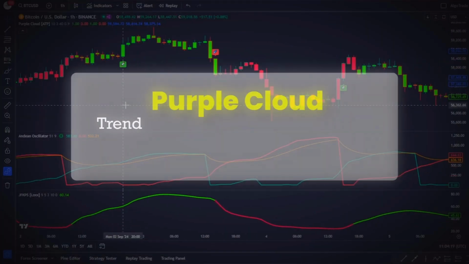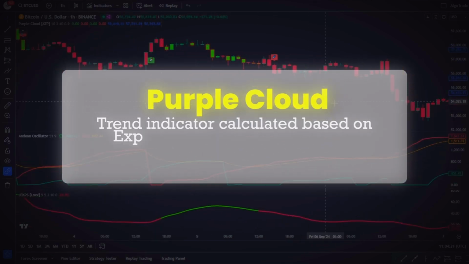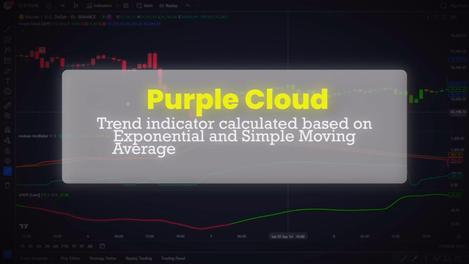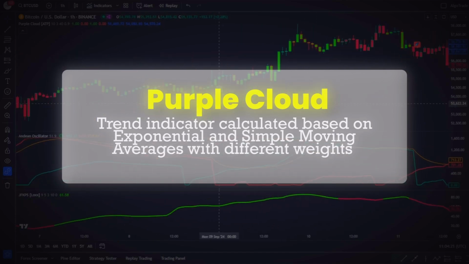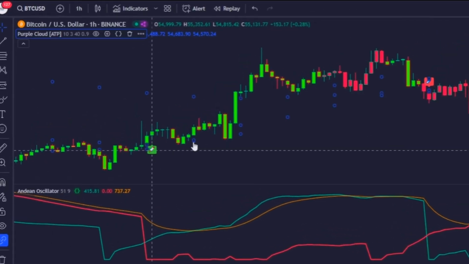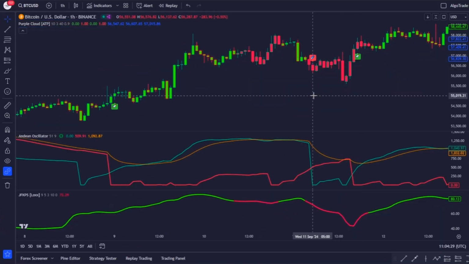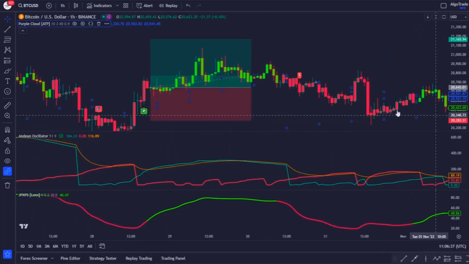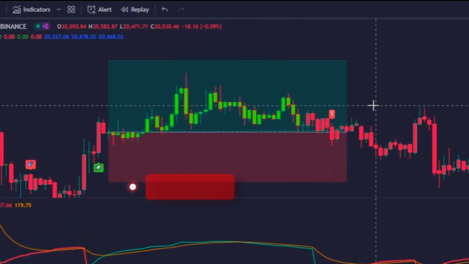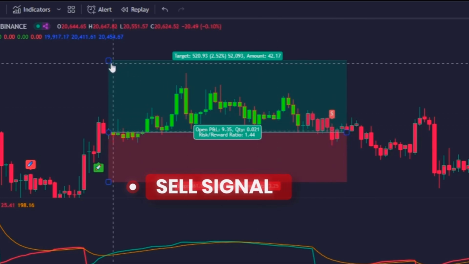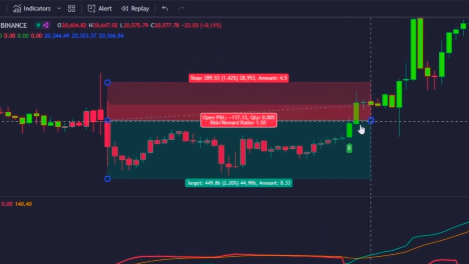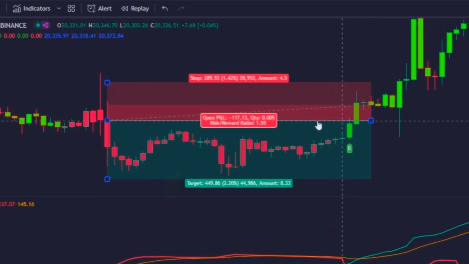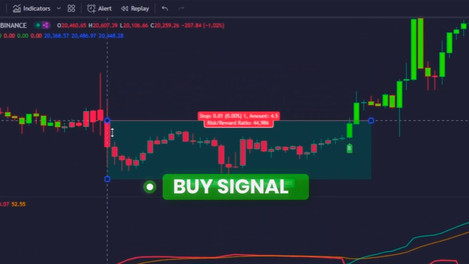The purple cloud is a trend indicator calculated based on exponential and simple moving averages with different weights and gives us these signals on the charts. For this strategy, this indicator has an exit function, which means that in a long position, if the purple cloud gives a sell signal, we will exit from the trade. And if in a short position the purple cloud gives us a buy signal, we will close that trade as well.